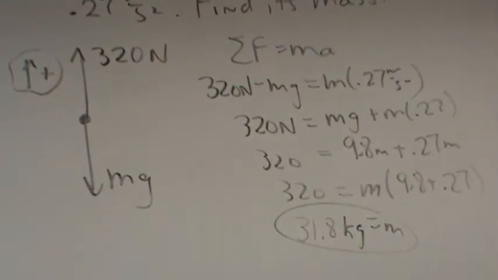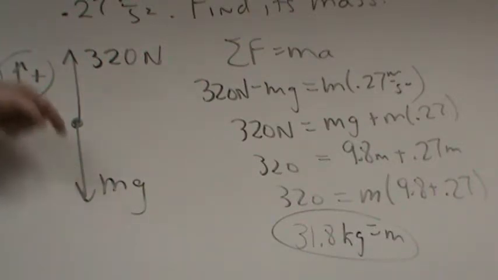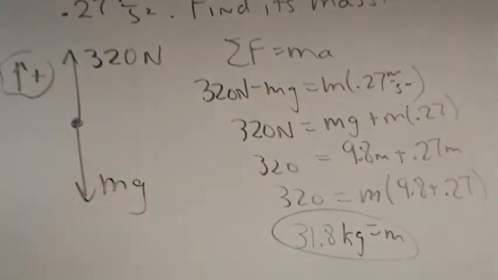So you have to have this capability. Whenever you have a situation where something's at the surface of the Earth, then the weight of the object will always act straight down, and you've got to include that in your sum of the forces equals ma. Okay.